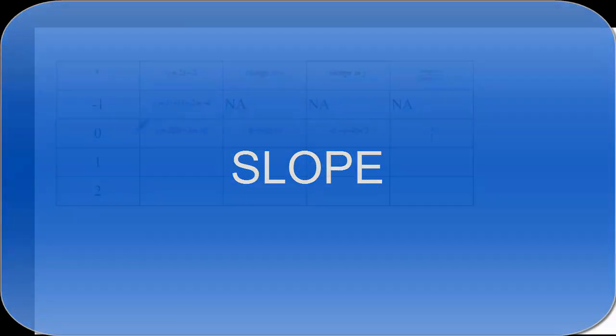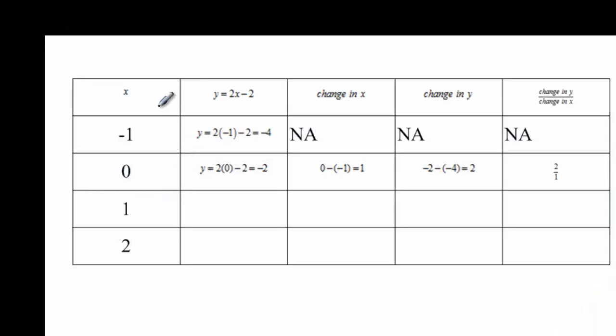This video is going to talk about slope and the introduction to slope. So we have a situation here where we have some x values. We have an equation that is y is 2x minus 2. And we want to figure out what's going on here with all these values.